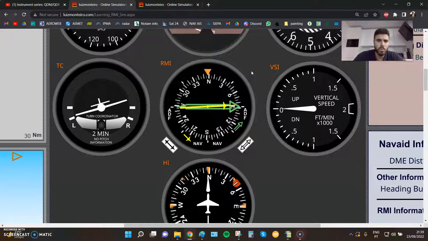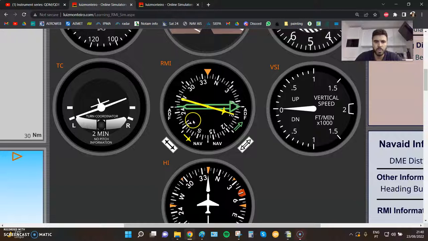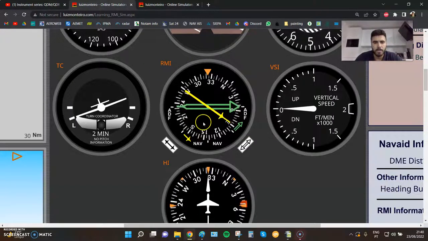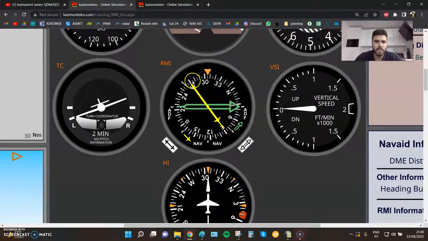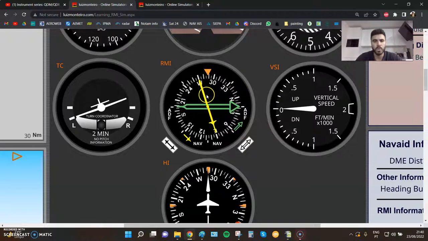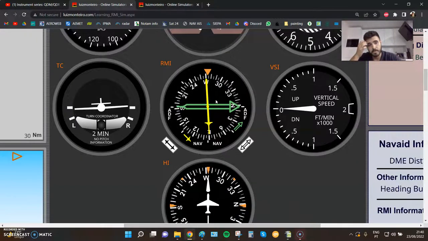So now, we're almost reaching 270, so QDR 270. We are going to turn left to intercept it. As you can see now, the tail of our needle is at 270. So our QDR is 270. That was our main goal. And here we are. We were initially, I don't know by heart, but I think it was 230 QDR, and now we are in QDR 270.